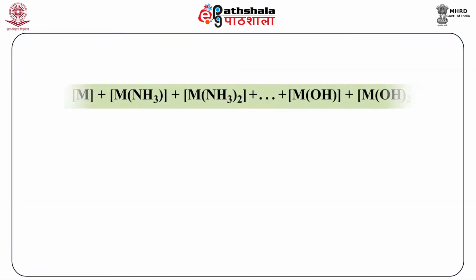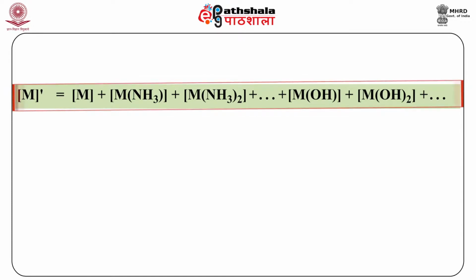Now, let us assume the metal concentration M' as the total concentration of the metal ion in any form apart from the exact complex in which we are interested, along with the protonated or hydroxylated forms of this complex. This is represented as the concentration of metal M' is equal to [M] plus [M(NH3)] plus [M(NH3)2] plus [M(OH)] plus [M(OH)2], and so on.